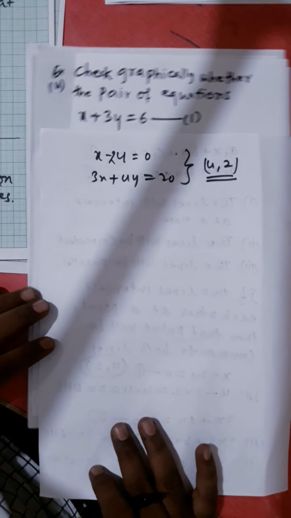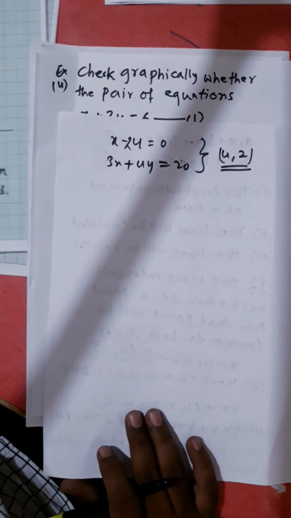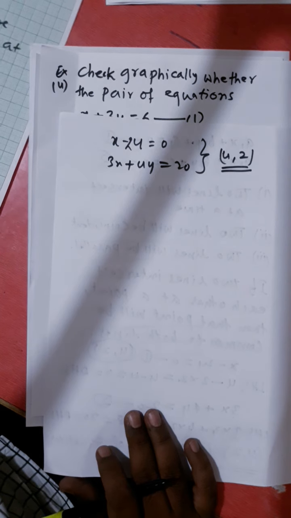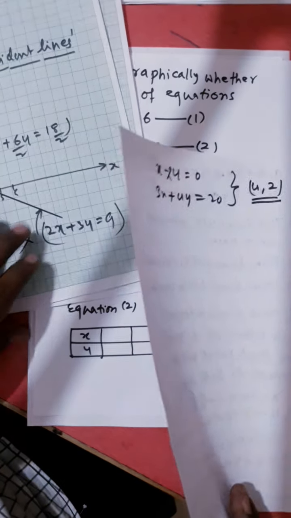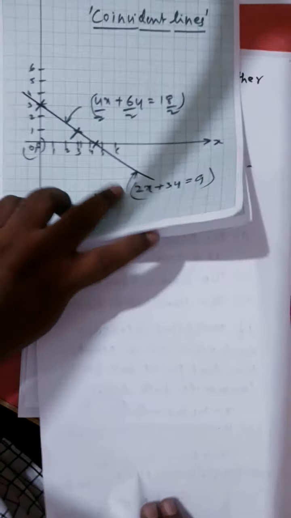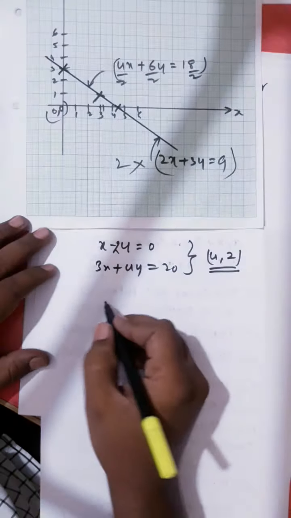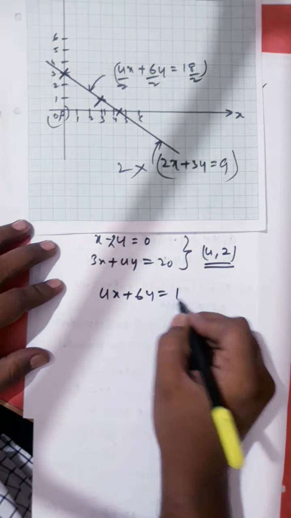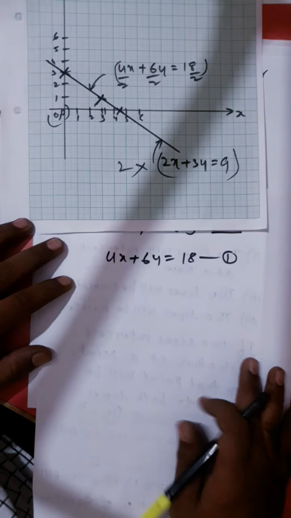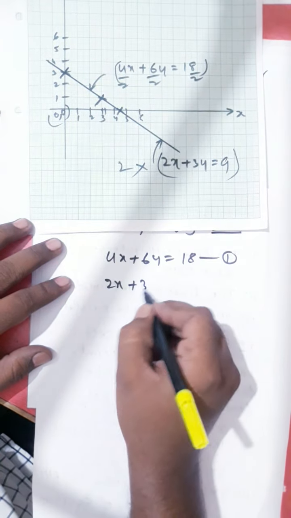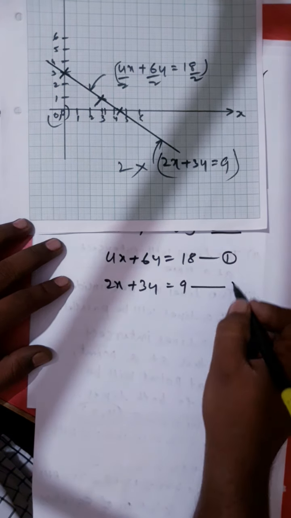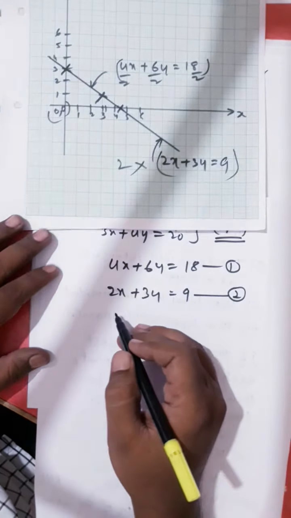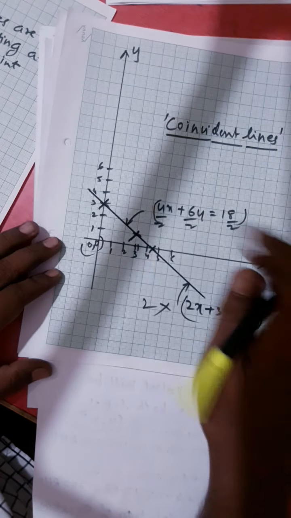Then, if two lines are coinciding with each other, see, these are the coinciding lines. What are the two equations we got here? One equation is 4x plus 6y is equal to 18. Another equation is 2x plus 3y is equal to 9. These are coinciding lines. One line is overlapping with the other line.